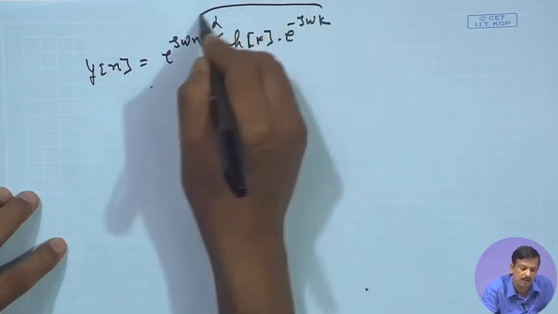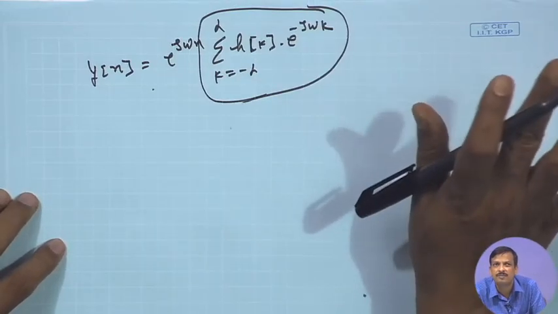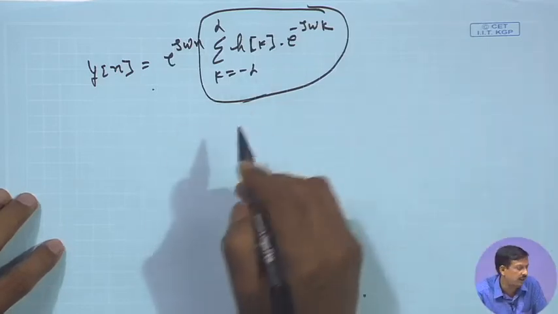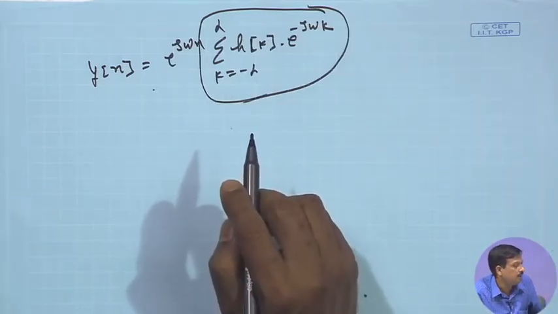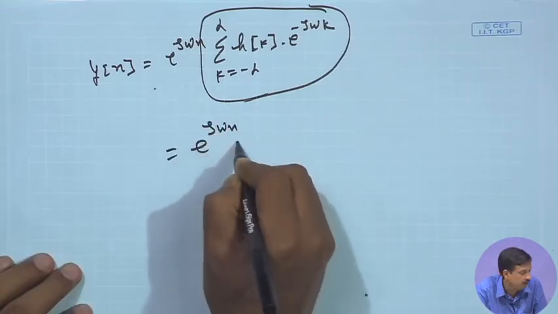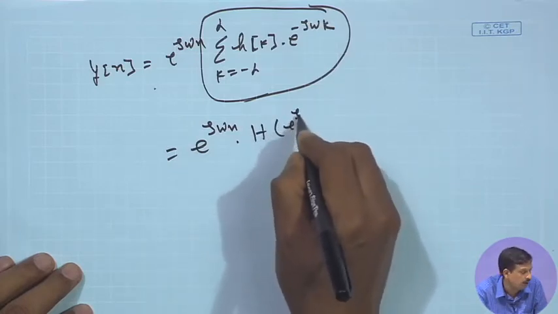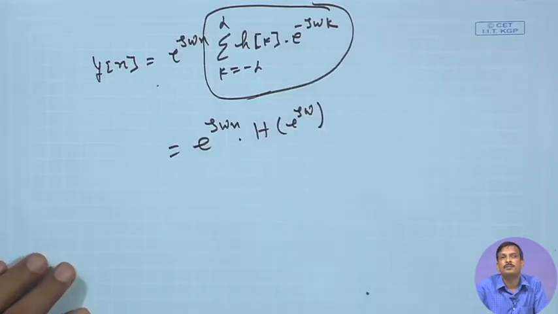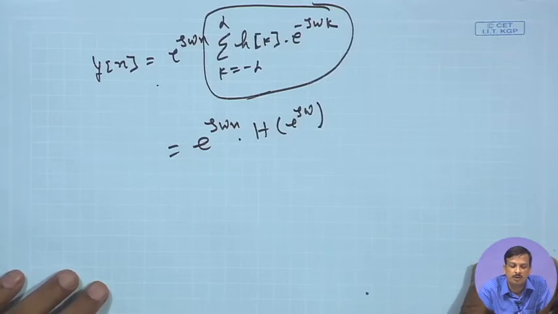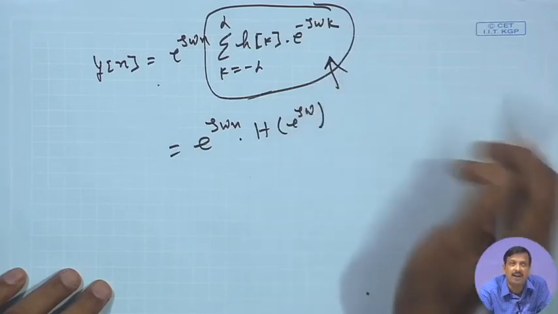So, this term is nothing but the frequency response of the system. I can write this term as e to the power j omega n times capital H of e to the power j omega, the frequency response of that LTI system. So, H of e to the power j omega is the frequency response of the said LTI system.